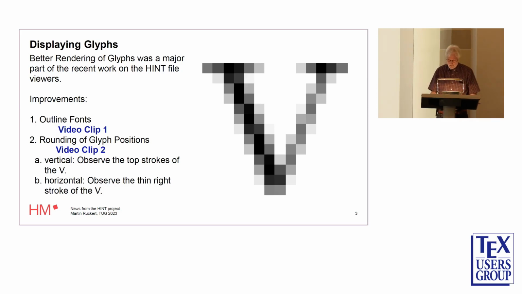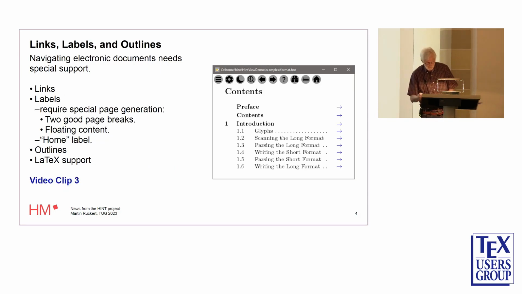Okay, then let's look at the next thing I changed. I implemented links, labels, and outlines, and thanks to Ulrike, there is a growing LaTeX support for these features. And while we learned to navigate real books already in school, this skill is almost useless when it comes to big electronic books. So we actually need links and labels for navigating big documents.